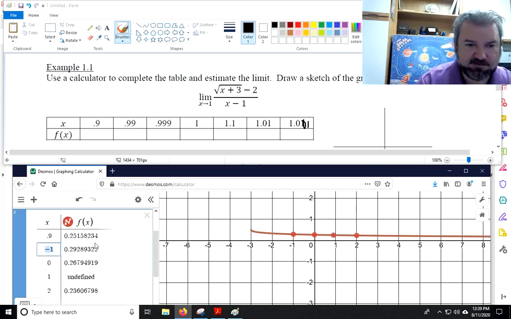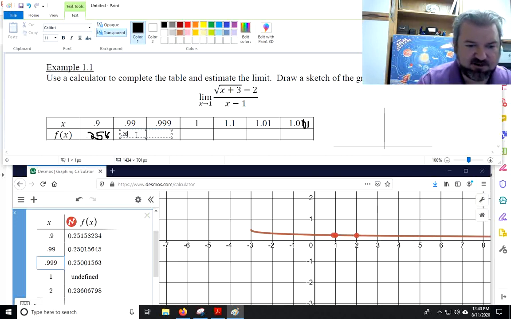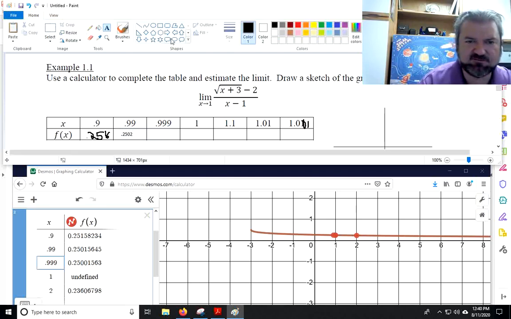All right, so let's type in some different numbers here. We've got 0.9, 0.99, 0.999, and we'll just document what we've got here. So we had 0.2516, it looks like. In fact, I think I'll just use the typing tool. Then we got 0.2501, right? 0.2502 if we round to 4 decimals.